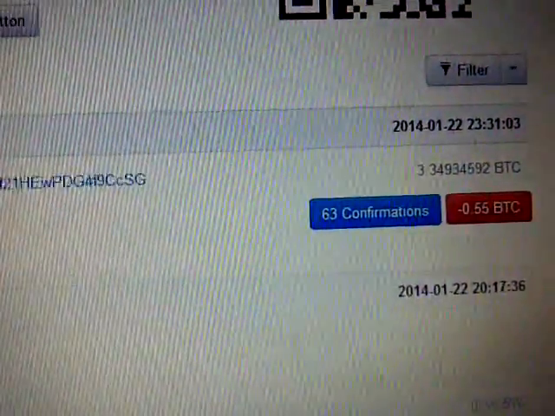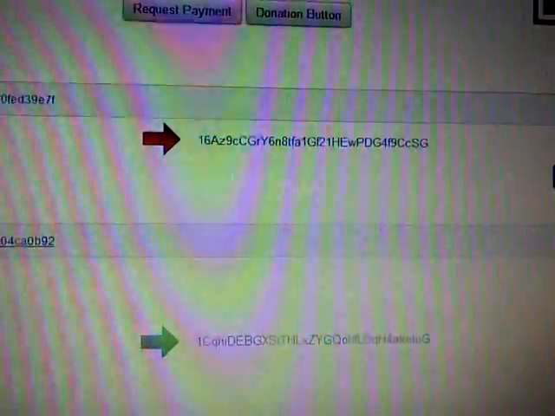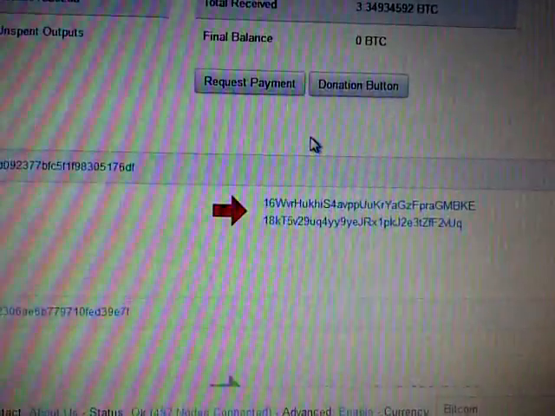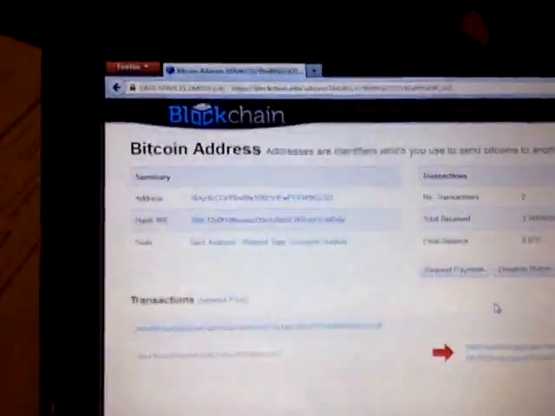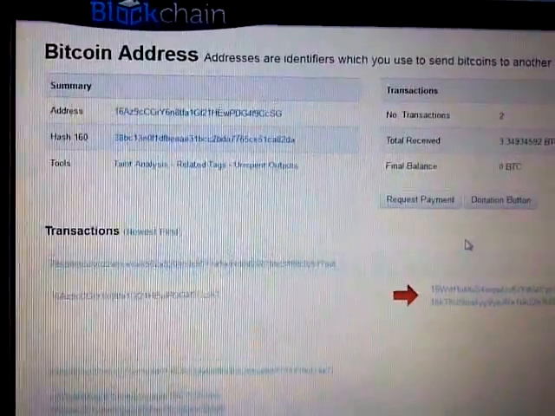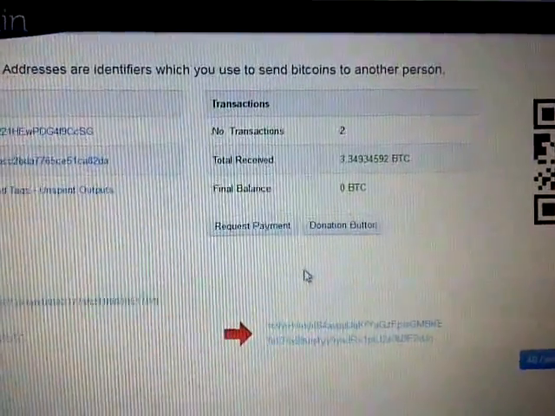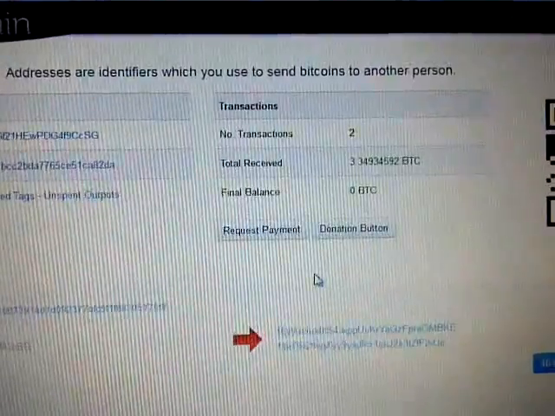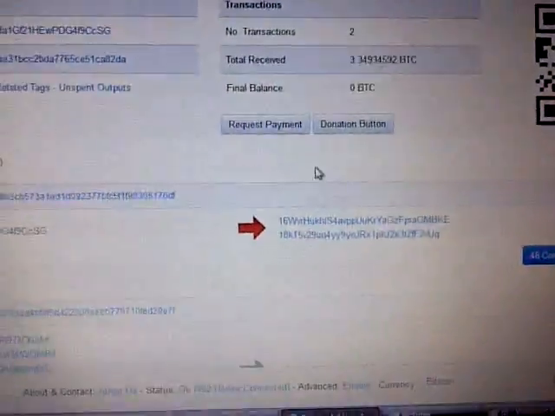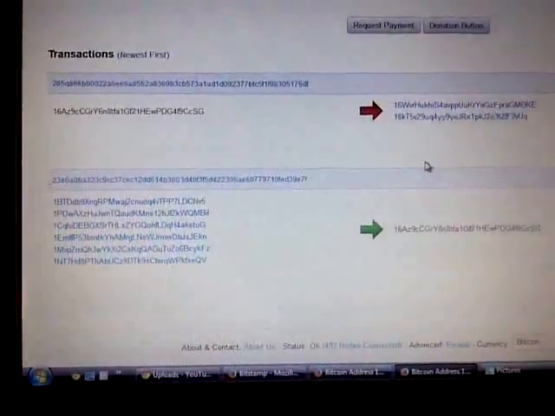Okay, so here we go, and let's see if anybody can. So I'm going to click on this. Let's see where it takes me now. Okay, there's the address key right there, and then there's two transactions, and then there's the total received and zero balance. And so look at this, it's just going to keep going and going and going. Look, you see what I'm talking about? Look, it just keeps going and going.